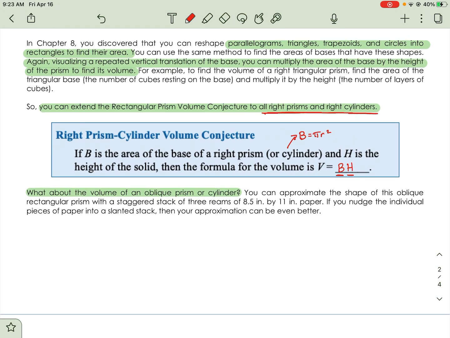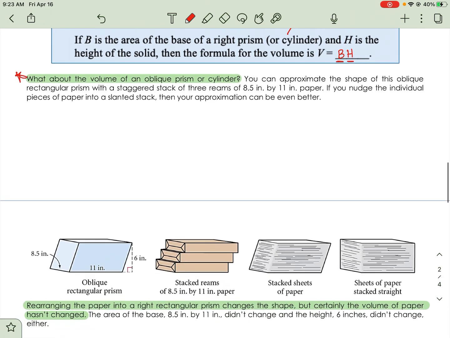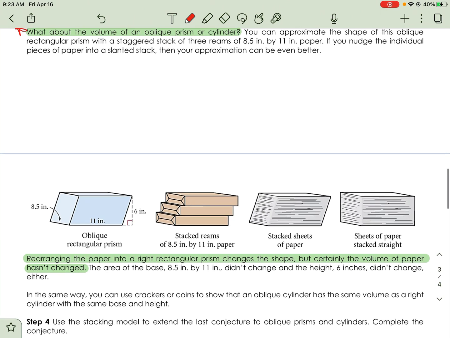So the next question that we would want to ask ourselves is, well, what happens if we have an oblique prism or cylinder? The way we'll discuss this is, let's take a look at an oblique rectangular prism here, and let's visualize that as a stack of 3 reams of paper. You can see it's kind of offset, so it's not perfect. It's not a right prism. It is an oblique prism.